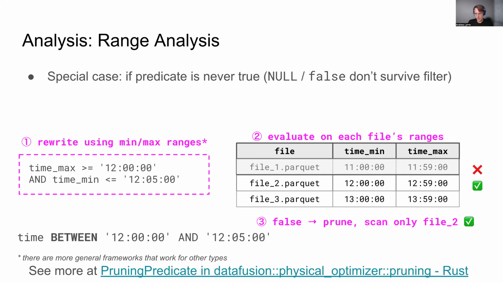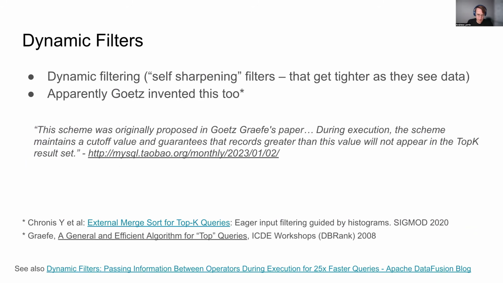That one, the middle one, file two, the prune is not true, so not false, so you keep it, and the other one is false. So it's just the same answer as before, but I'm just trying to give you a sense of the analysis that was needed to drive that.